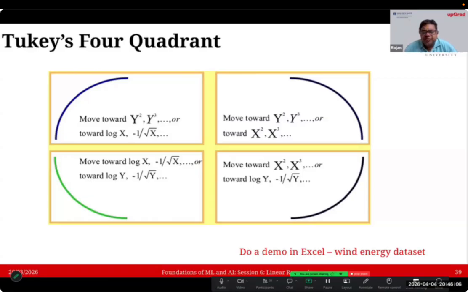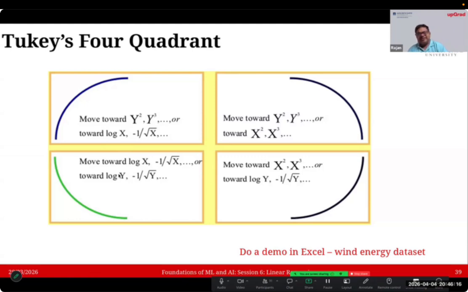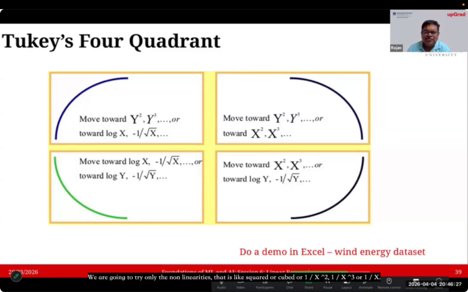If none of these work, what do you do? Go and change the values of the parameters, some kind of a log transformation. That is all we will do. How do we change them? Use a step size. We are not going to try all kinds of hyperparameters like the learning rate. We are going to fix only the nonlinearities, like square root, cube, increase the values, or 1 over x squared, 1 over x. You use the gradient descent technique.